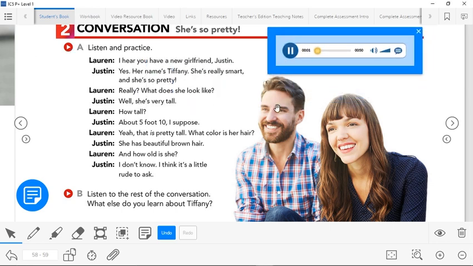Unit 9. What does she look like? Page 59. Exercise 2. Conversation. She's so pretty. Part A. Listen and practice.